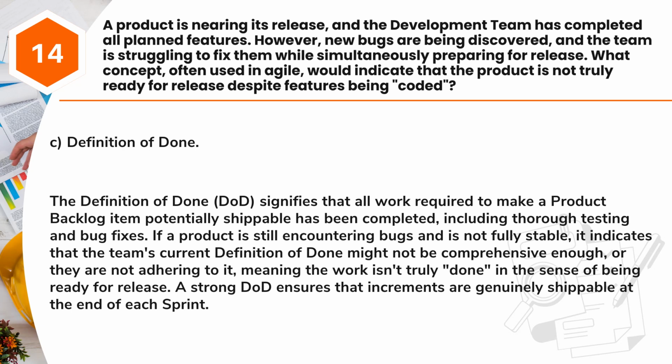The definition of done, DoD, signifies that all work required to make a product backlog item potentially shippable has been completed, including thorough testing and bug fixes. If a product is still encountering bugs and is not fully stable, it indicates that the team's current definition of done might not be comprehensive enough, or they are not adhering to it, meaning the work isn't truly done in the sense of being ready for release. A strong DoD ensures that increments are genuinely shippable at the end of each sprint.